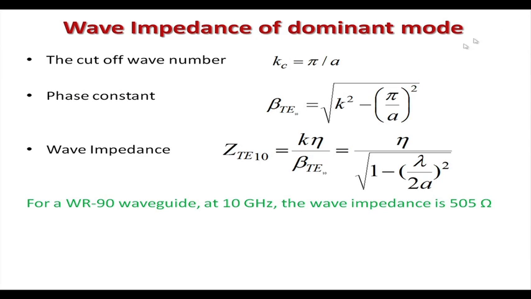And wave impedance. So, cutoff wave number is this, phase constant is this, wave impedance is this. If you do lambda by 2a, this is the intrinsic impedance, which is 377 ohm, but for this T10 mode the wave impedance is much larger than this intrinsic impedance. So, for a WR90 waveguide at 10 gigahertz, because I know the value of a, 10 gigahertz means 3 centimeter, this wave impedance is 505 ohm at 10 gigahertz.